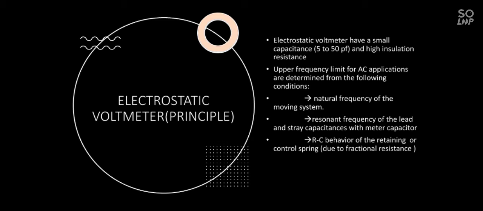The upper frequency limit for AC application is determined by the following conditions: the natural frequency of the moving system, the resonant frequency of the lead and stray capacitance with the meter capacitor, and the RC behavior of the restraining or control spring due to frictional resistance.